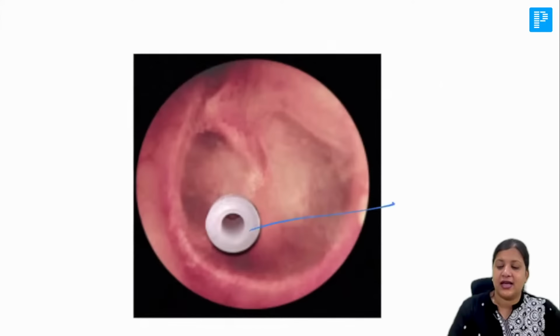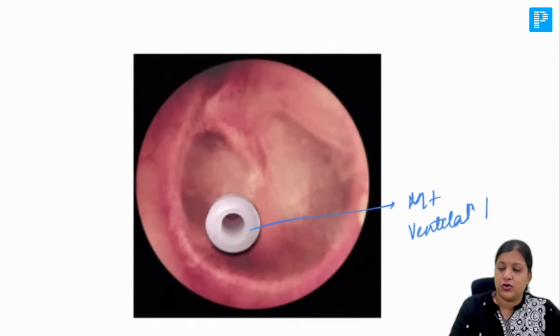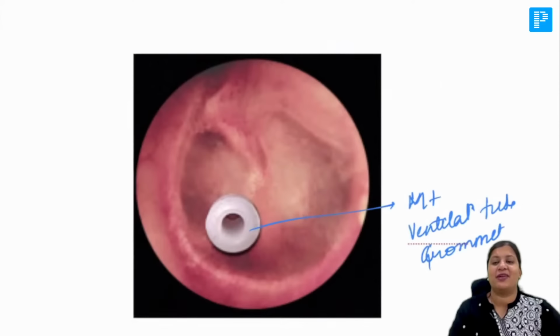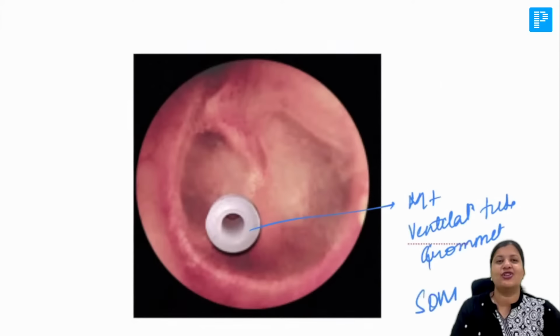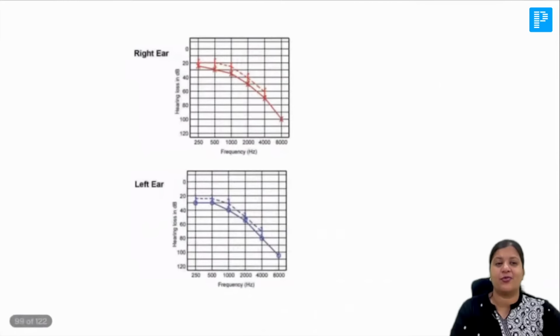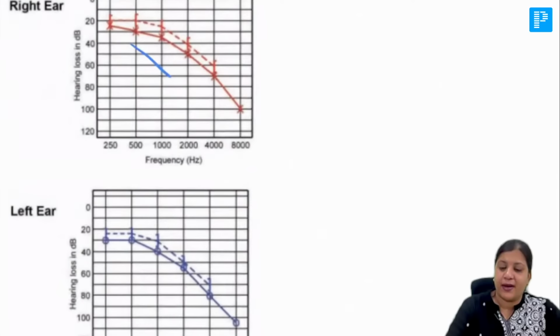Now, what surgery has been done here? They have done a myringotomy and inserted a ventilation tube. This ventilation tube can be named as Grommet. It can be called as a tympanostomy tube. Both of them mean the same. And this is done for which condition? It is done for glue ear, non-suppurative otitis media. Now look at this graph, bilateral downsloping. What is your answer?